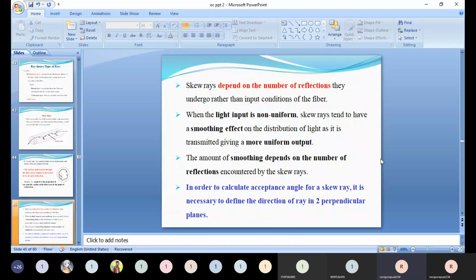Then next, depend on the number of reflections. Skew rays depend on the number of reflections they undergo rather than input conditions of the fiber. Skew rays depend on the number of reflections.